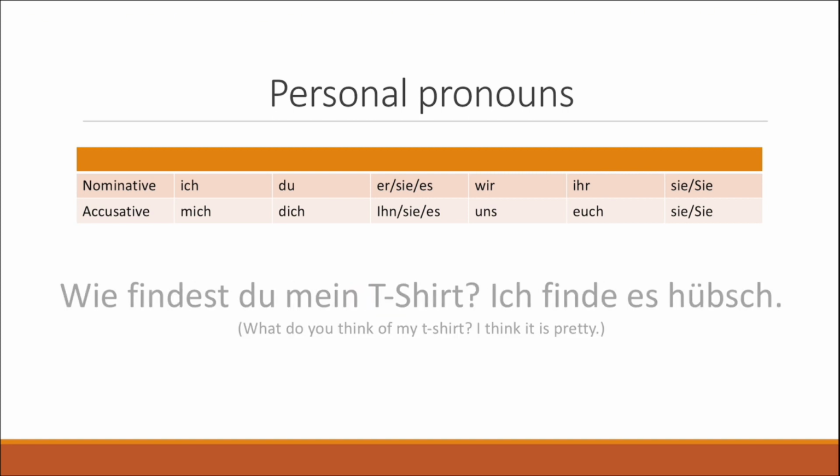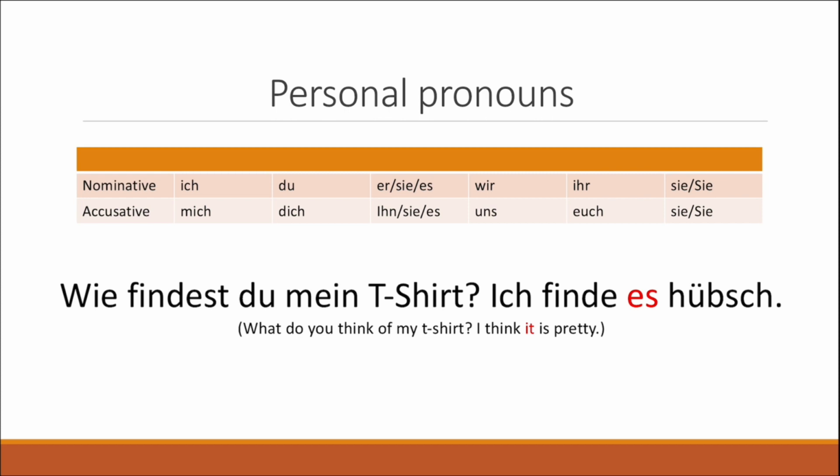Now, while talking about the personal pronouns in the accusative case, it is very important to talk about the differences between the three cases we have for the third person singular. We have either ihn, sie, es, and this depends on the gender of the object. Here you can see a sentence, wie findest du mein T-Shirt? Ich finde es hübsch.